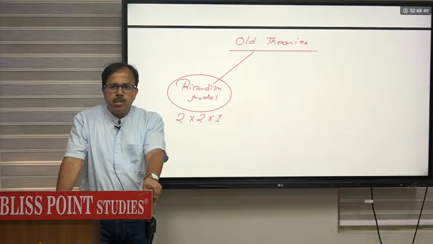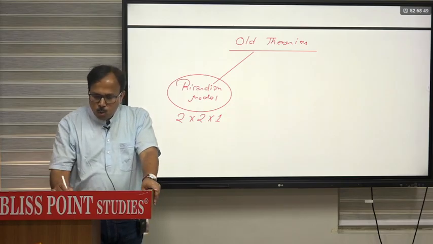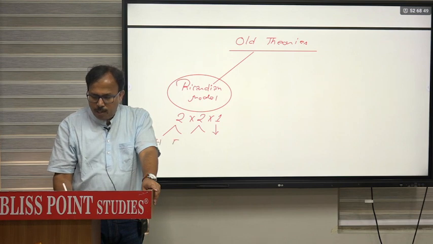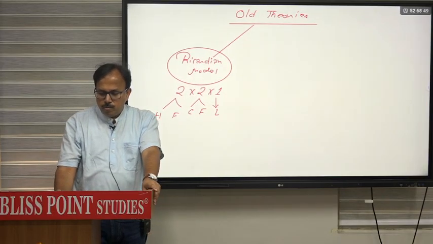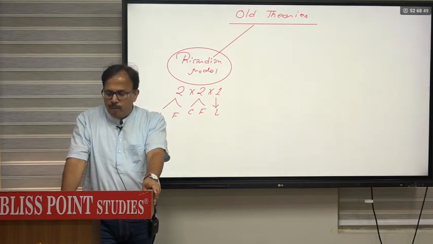2 by 2 by 1 means two countries, home and foreign, producing two products, cloth and food, by using only one factor of production, that is labor. You can call them a home country and a foreign country producing cloth and food by using only labor.